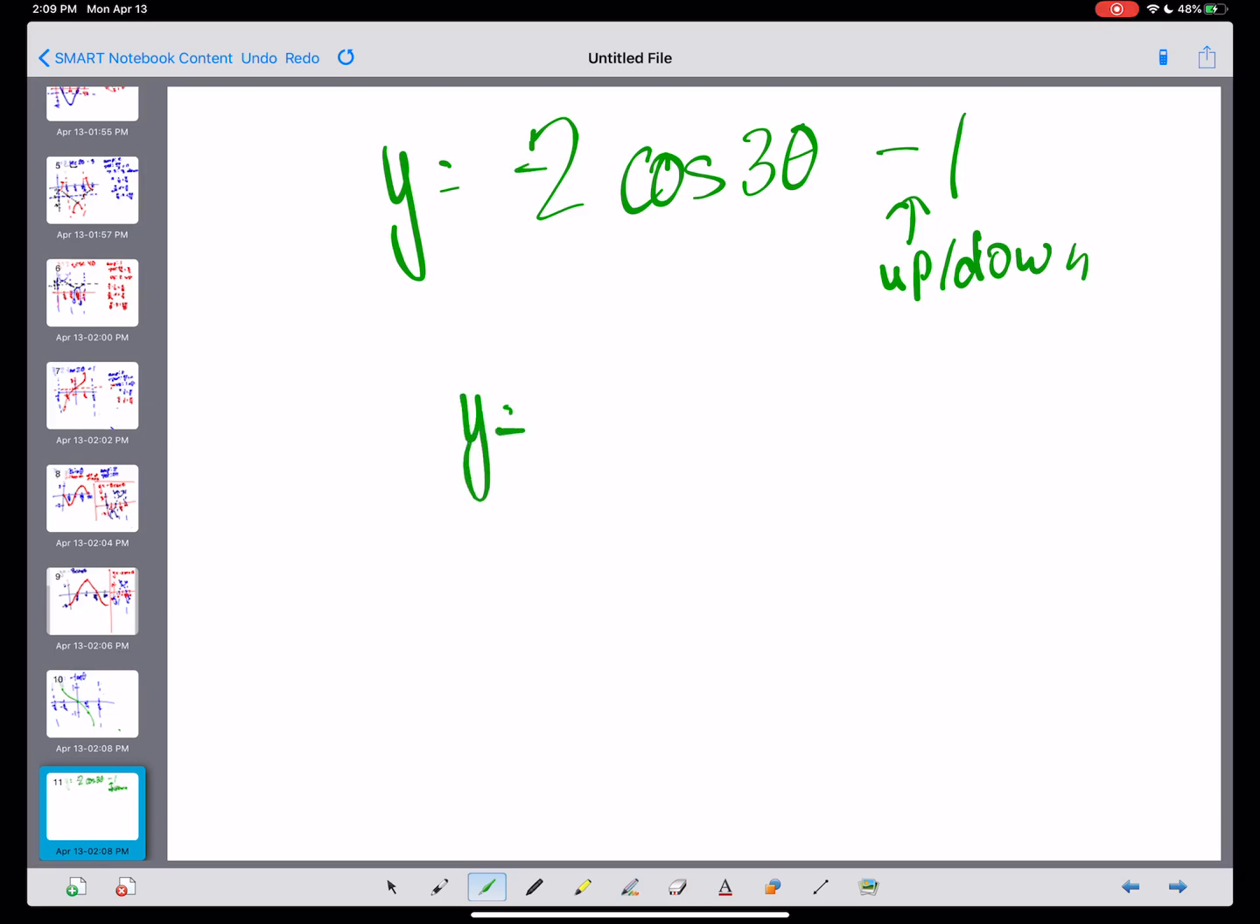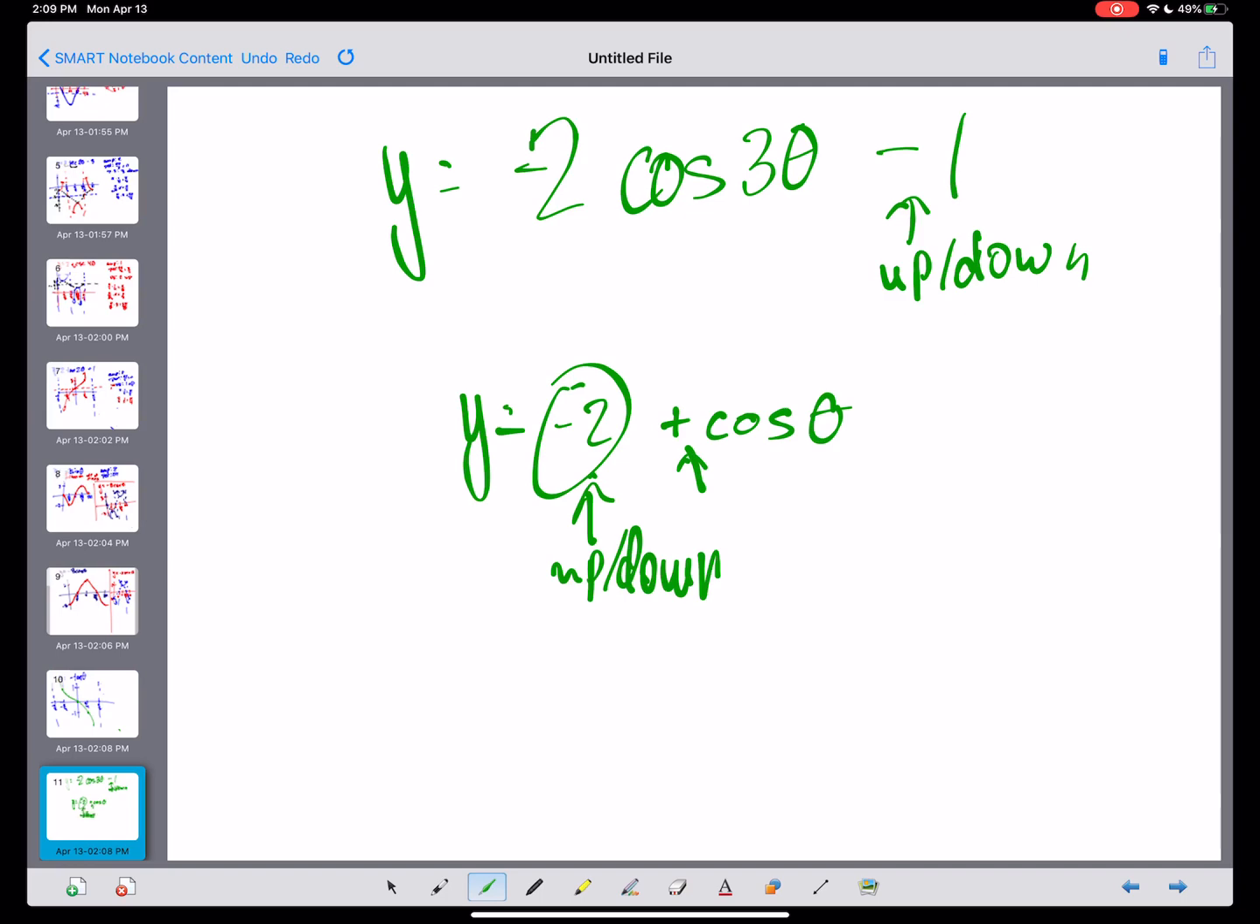Same thing, if I do this, this negative that's in front of the cosine, that's still up and down. This is still up and down. That's still your vertical shift. It's the sign that's directly in front of it that matters. Okay. All right. So that's about it.